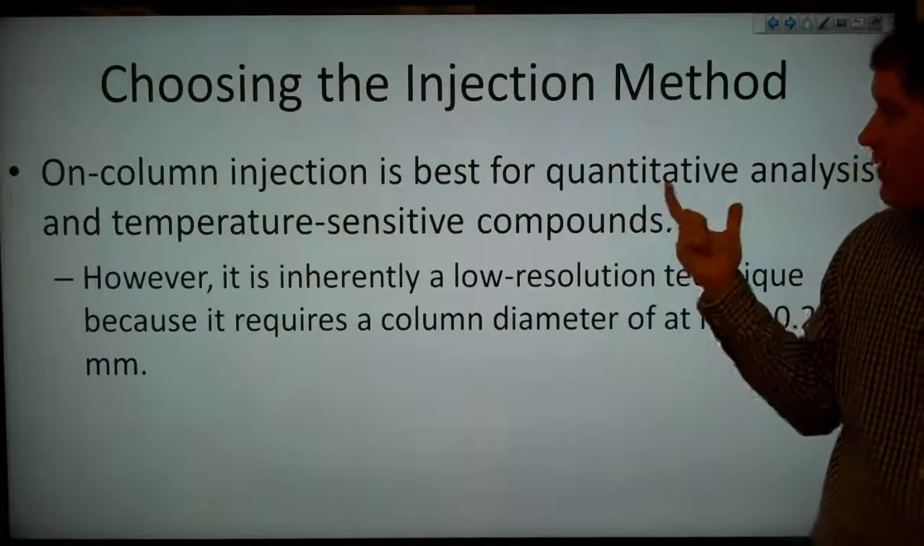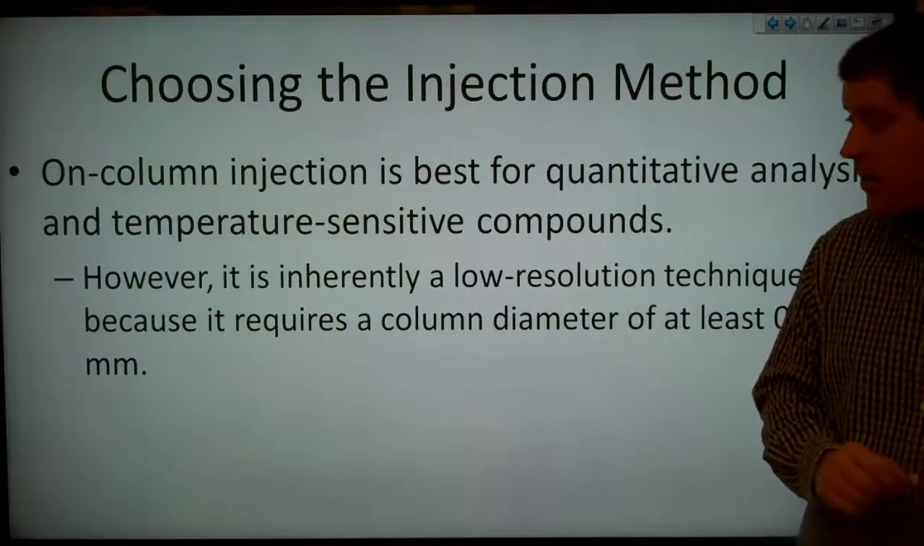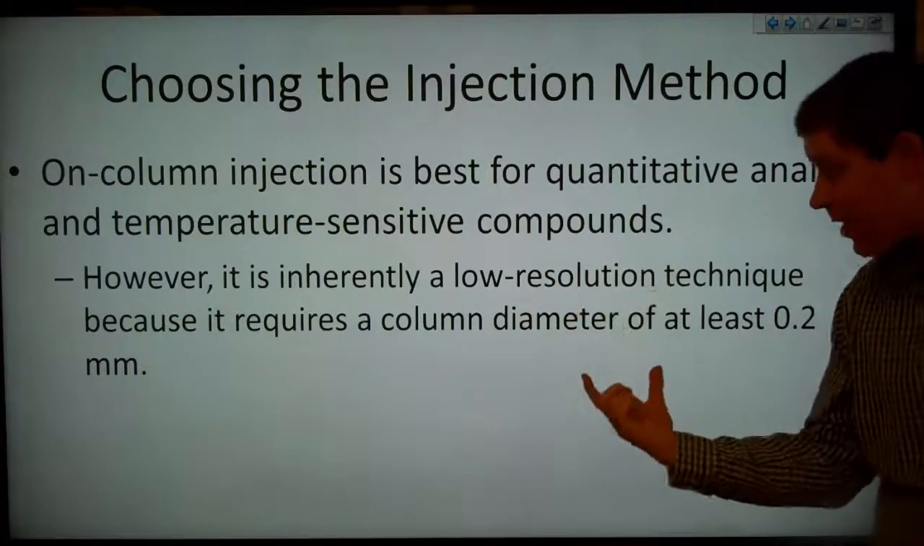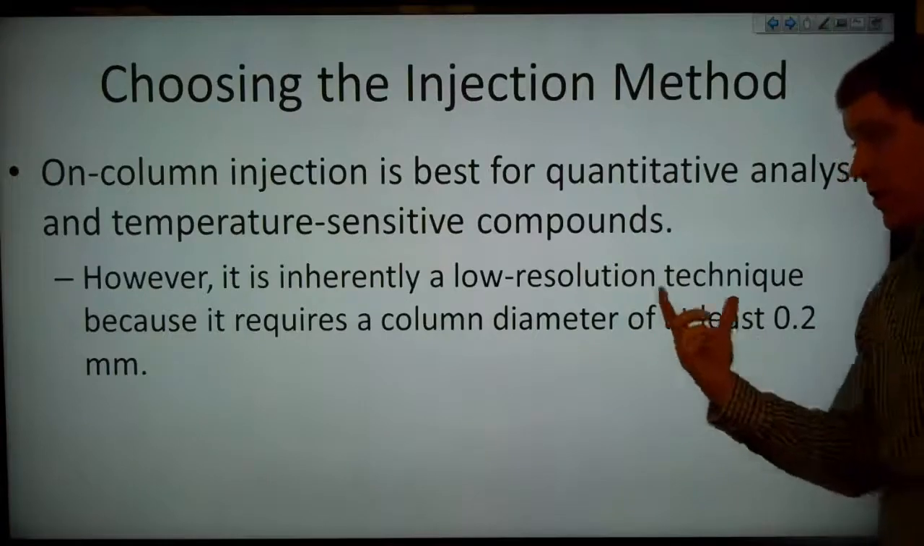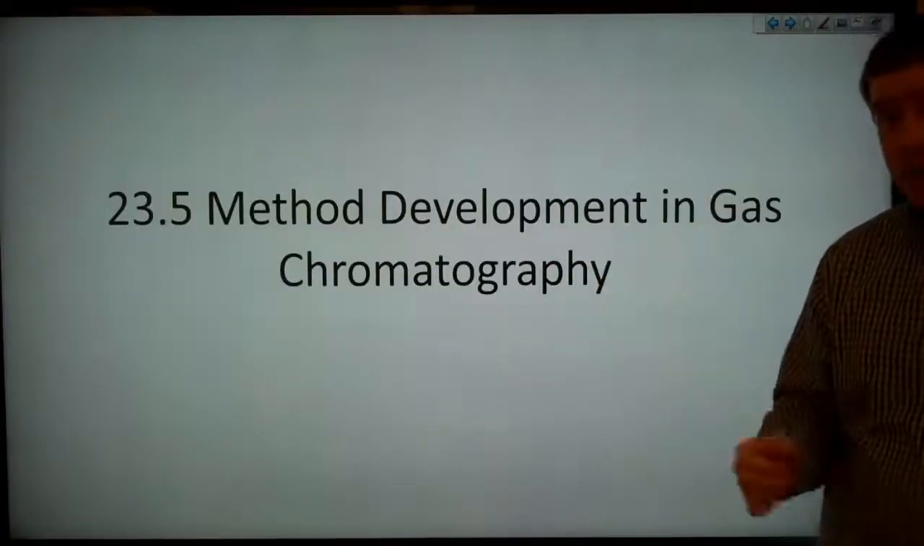On-column injection is best for quantitative analysis and temperature-sensitive compounds. However, it is inherently a low-resolution technique because it requires a column diameter of at least 0.2 millimeters. That was method development in gas chromatography.